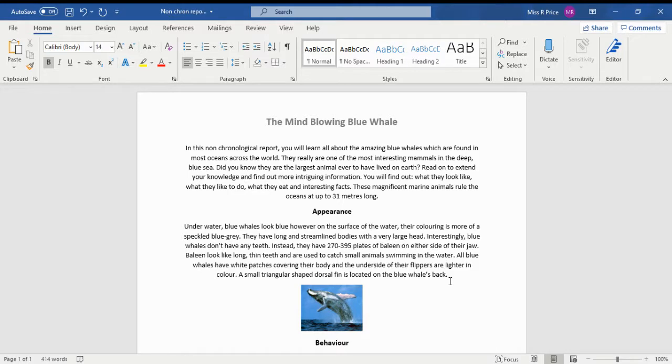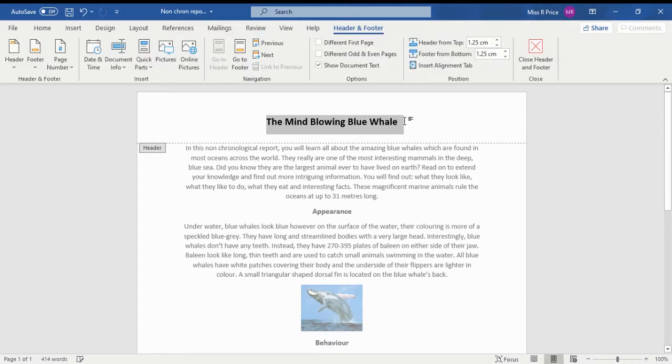So on this non-chronological report, as you can see at the top, we have a heading or a title. And this heading or title is called The Mind-Blowing Blue Whale. As you can see, because it's a heading and a title, you need capital letters for each of the words because that's introducing what the text is about. Okay, so the title is very important because you might look at this and think, well, actually, I'm not that interested in whales. So you wouldn't choose to read it, and you might find a report on something you're more interested in. So non-chronological reports always need a title.